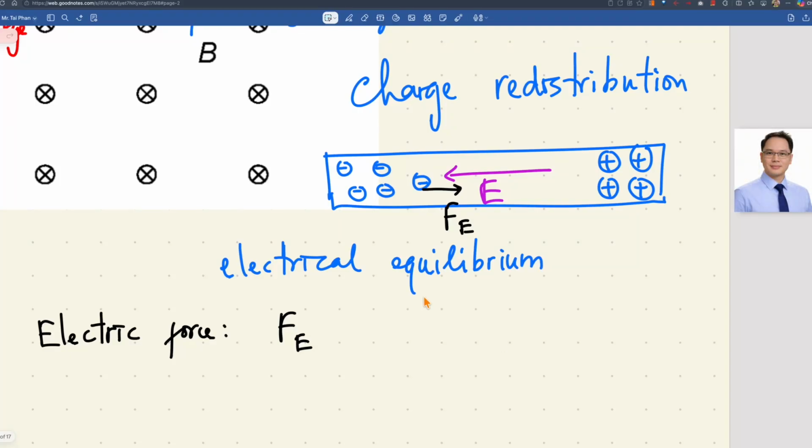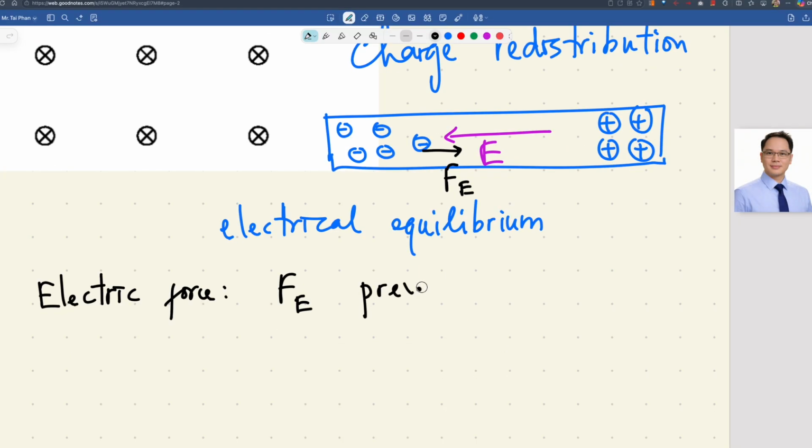It's like friction, preventing the electron from moving leftward. There's an imbalance. Yeah, we have three types of equilibrium.